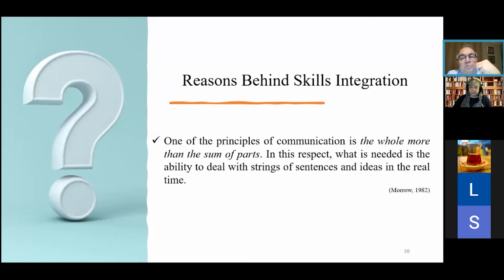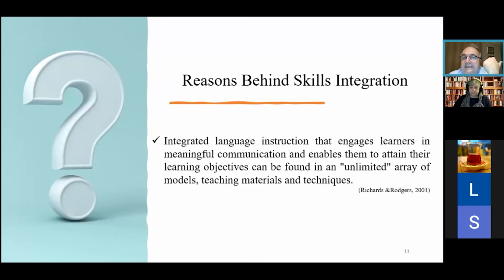We always support the idea of establishing communication or interaction among our learners. Therefore, we should be careful about these reasons. This is the second reason. Integrated language instruction that engages learners in meaningful communication and enables them to attain their learning objectives can be found in an unlimited array of models, teaching materials, and techniques.